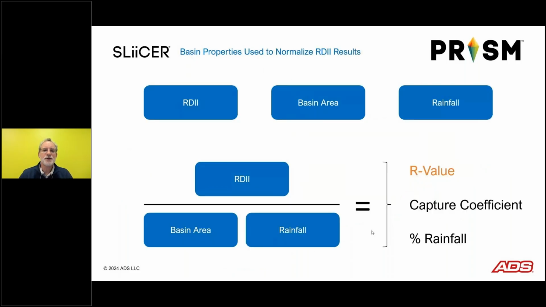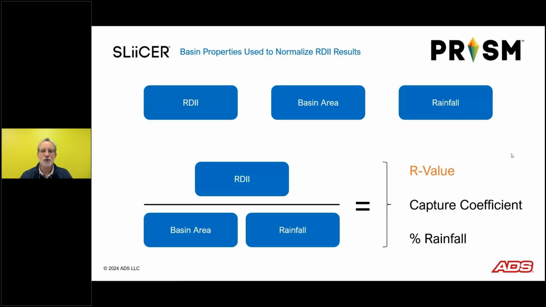Now, how are these basin properties used? Well, they're used to normalize the I&I results that we get out of an I&I study. So if you look at three properties here, we're going to use in SLiiCER. One over here on the left is the I&I volume that we calculate. We have the basin area from some GIS data. We have the rainfall data. And we put that information together, we're able to calculate an R value, or other terms for that may be the capture coefficient or percent rainfall. We're able to calculate that information automatically.